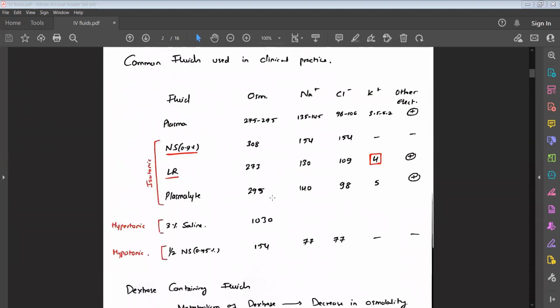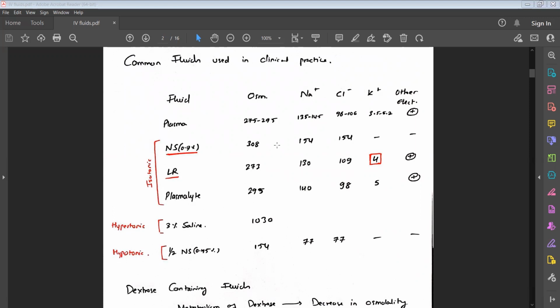Now, what are the most common fluids that you come across in clinical practice? Of course, normal saline, that is 0.9% normal saline, and lactated ringers are the most common names that you must have heard about when you join your rotations. 3% normal saline is the hypertonic saline, and half normal saline is the hypotonic saline. Plasmalite is another type of isotonic fluid that we use.